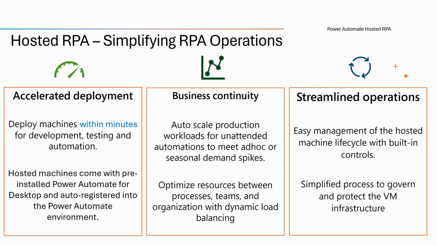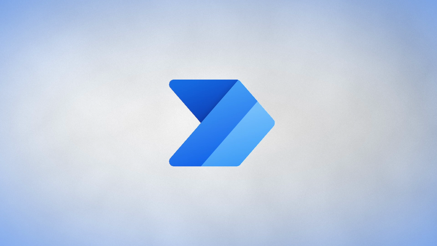Business continuity is another aspect where hosted RPA excels, due to its auto scale and dynamic workload management to meet the seasonal demand spikes that are put forth by various business operations and process needs. Finally, Power Automate hosted RPA comes with streamlined operations to easily manage the end-to-end lifecycle, but also simplify the governance of the VM infrastructure. With that said, that's the end of this video.